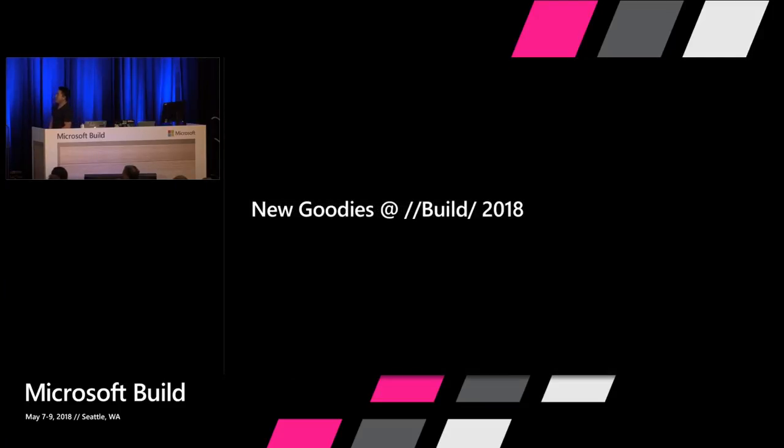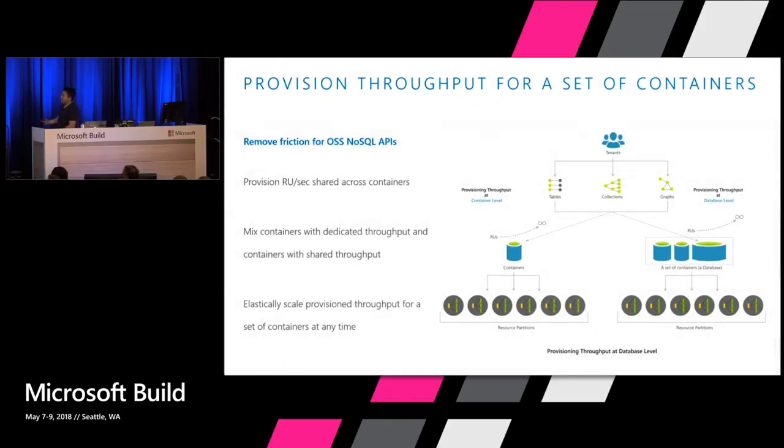So let's talk a little bit about the new goodies we have at Build, and then we'll open this up for a Q&A. For new goodies at Build this year, as a quick summary, we've launched provisioning throughput for a set of containers. This allows you to set RU per second across a set of containers. And what we're doing is we're co-locating those collections on the same cluster of machines such that they can actually share that throughput together.